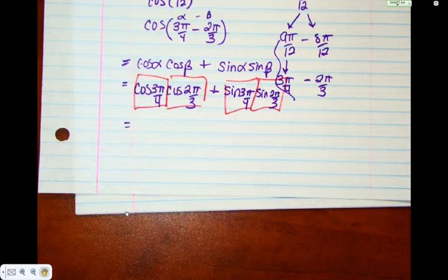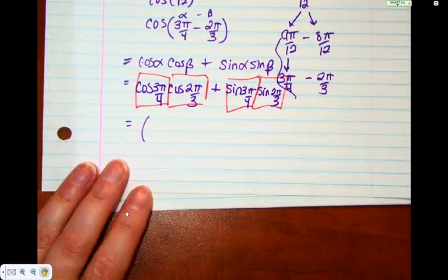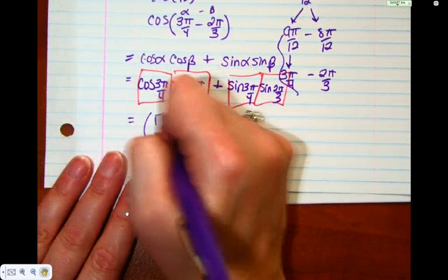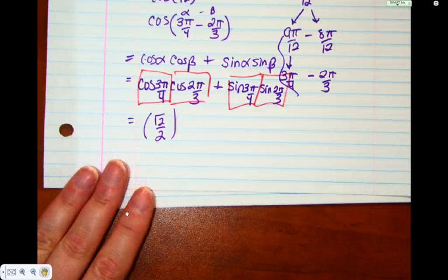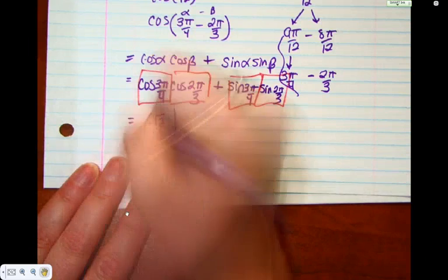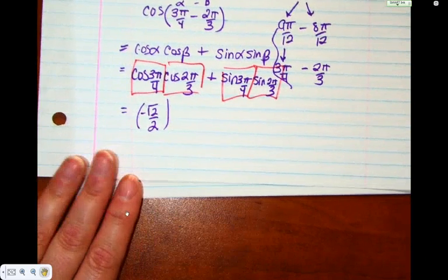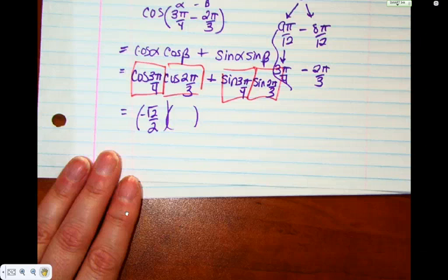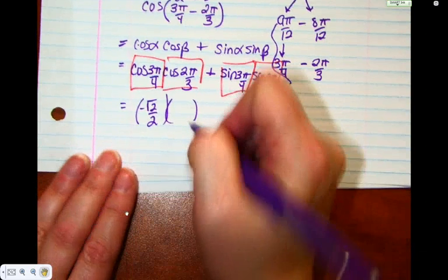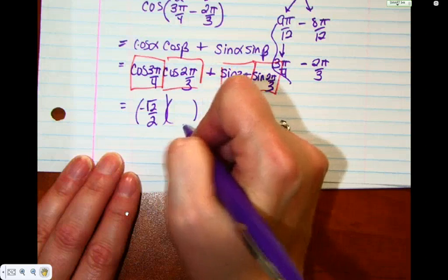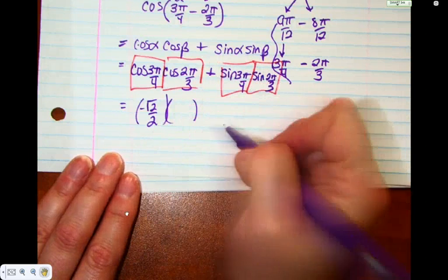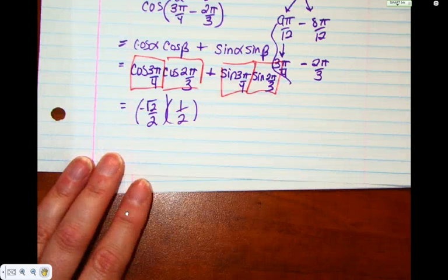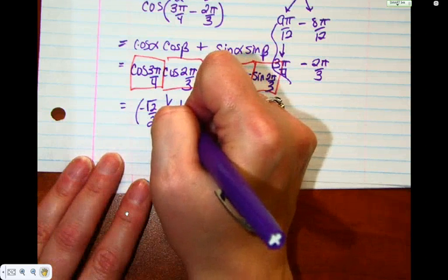Well, what is the cos of 3 pi on 4? So what's the cos of the pi on 4 family? Root 2 on 2. 3 pi on 4 is quadrant 2, so the cos is negative. Cos of 2 pi on 3, so what's the cos of the pi on 3 family? It is 1/2. 2 pi on 3 is what quadrant? 2, so cos is negative.